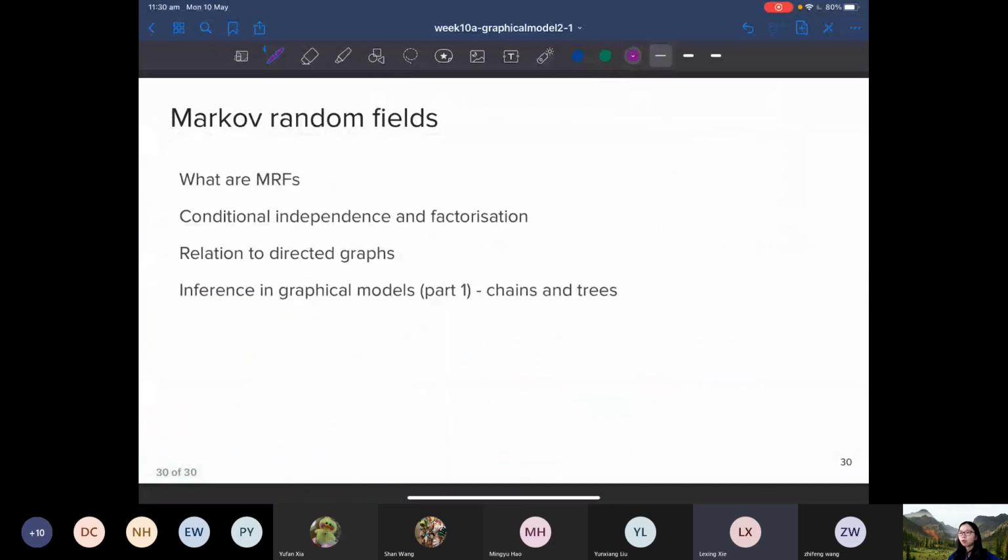So this is all we have to say today. We looked at Markov random fields. We looked at what its conditional independence looks like and what the ways are to express the joint probabilities. We looked at its relation to directed graphs and example inference on chains in detail, and we claim that it works on trees too. Are there any questions? No.